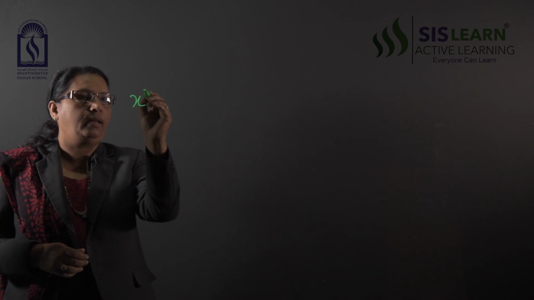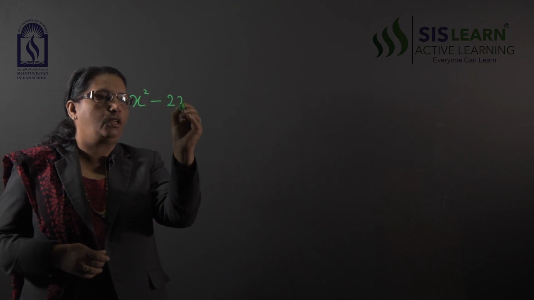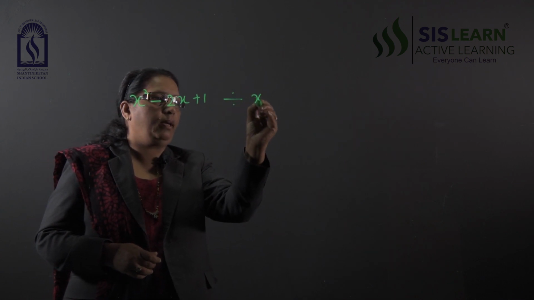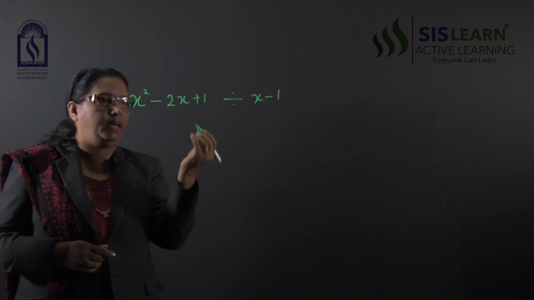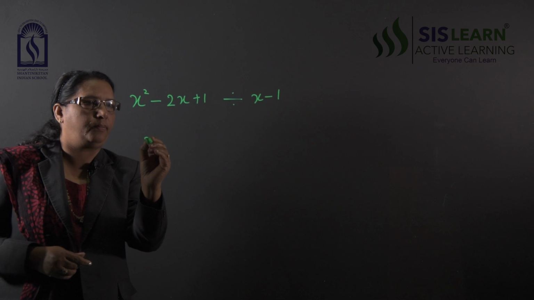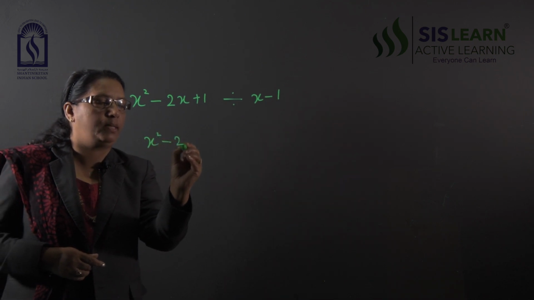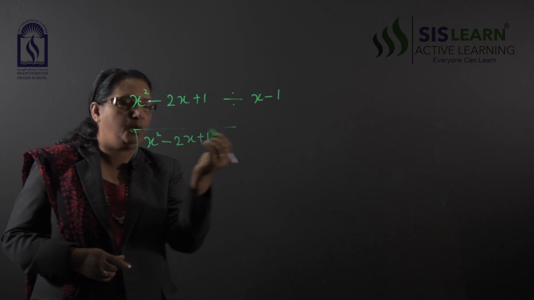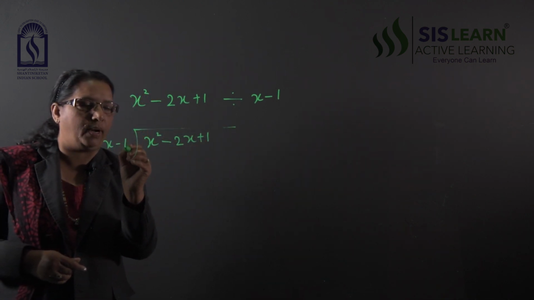Let us see how to divide a polynomial by another polynomial. Consider the polynomial x square minus 2x plus 1 divided by x minus 1. Let us see how to divide it. X square minus 2x plus 1 divided by x minus 1.